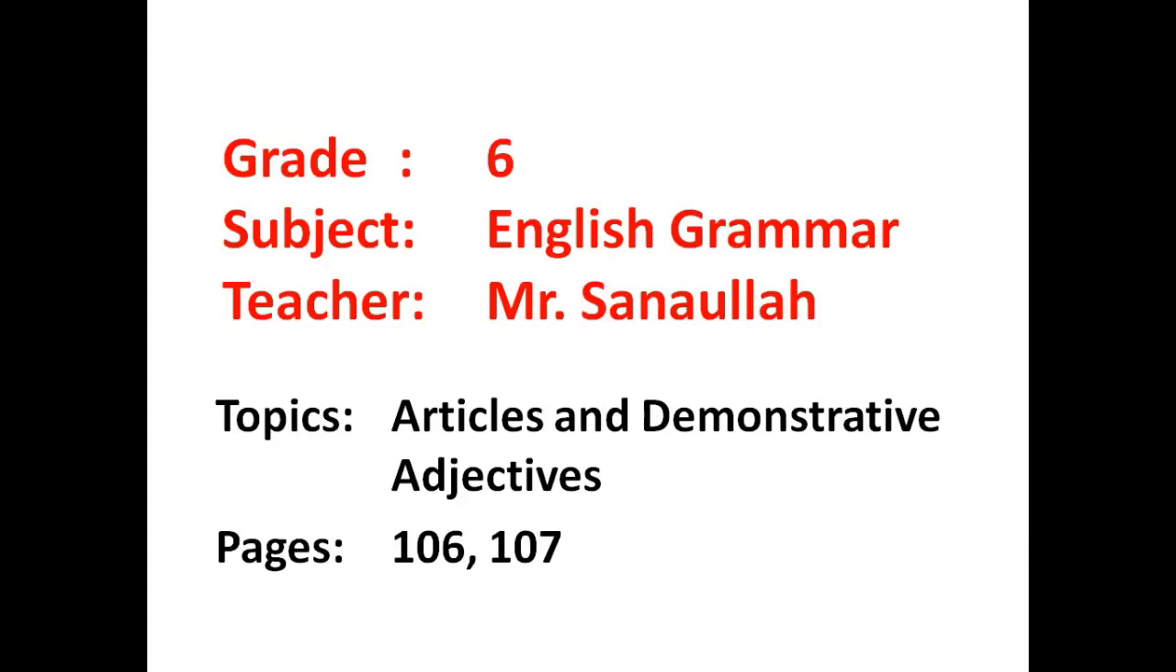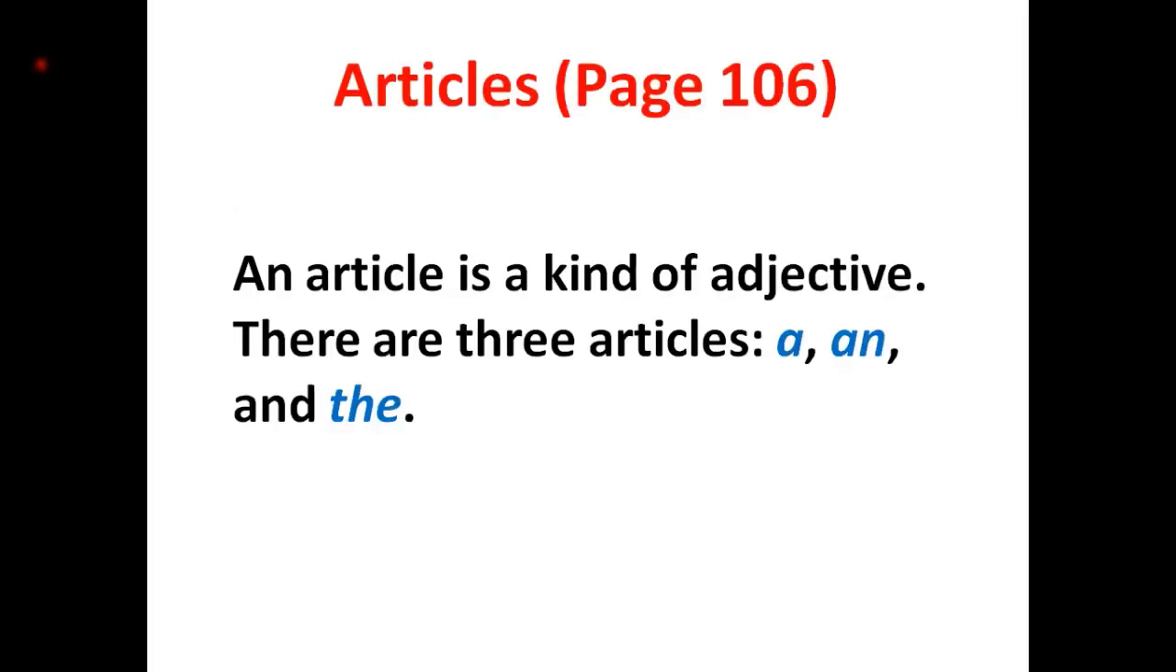Here's your teacher, Mr. Snowlaw, with some new lessons about articles and demonstrative adjectives. You will have a couple of exercises on pages 106 and 107 of your English grammar book. First of all, we are going to do a brief analysis about articles. An article is a kind of adjective. There are three articles: a, an, and the.